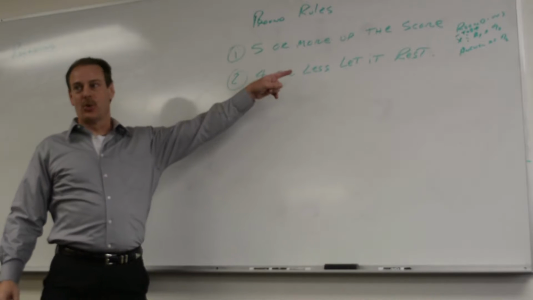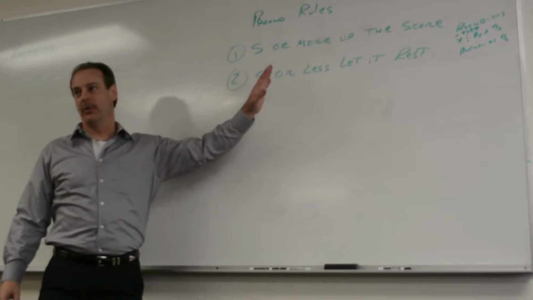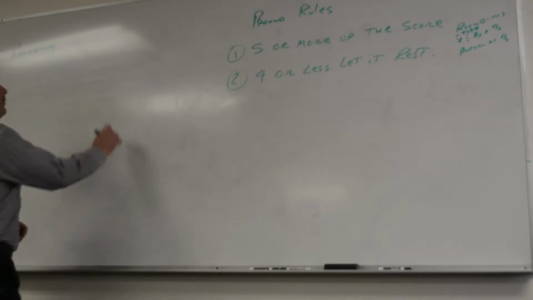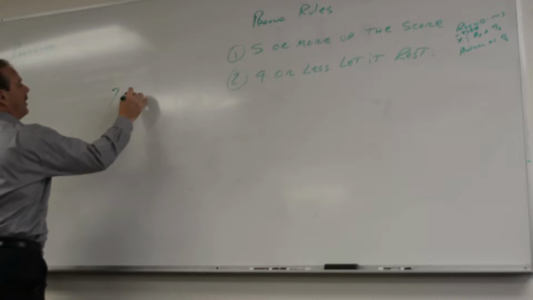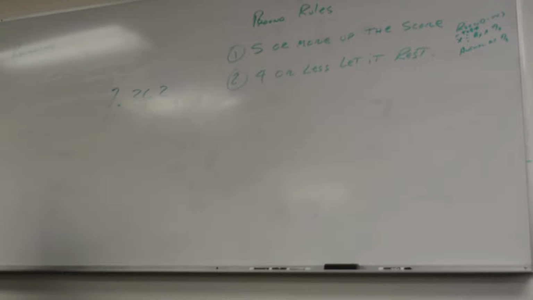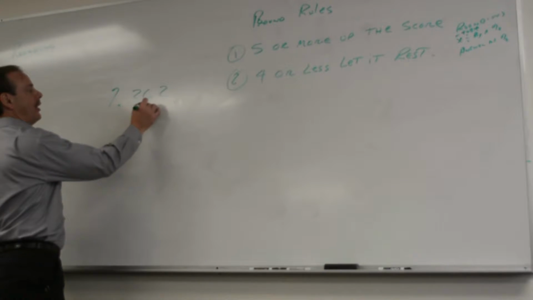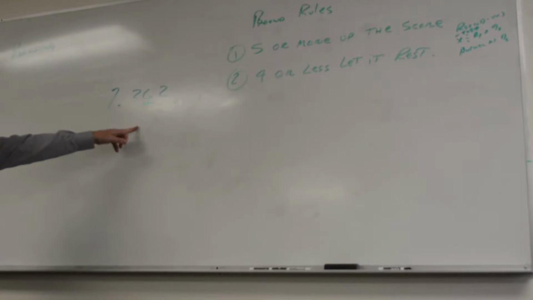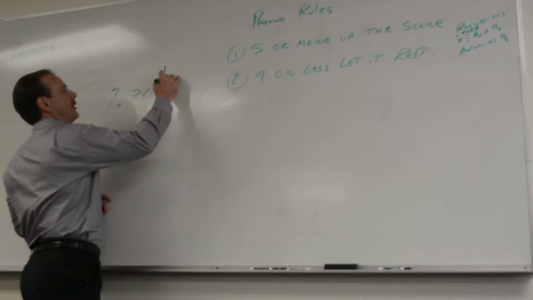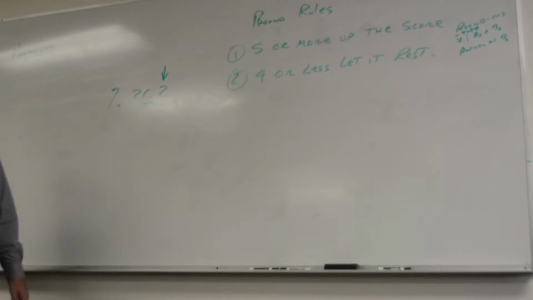5 or more, up the score. 4 or less, let it rest. All right, now, what does that mean? Let's say we have a number like 7.362. You might think it's 7.4, but you don't know where I told you to round to. Let's round to the hundredths. I'm going to look right over here in the hundredths place, that's where I'm going to be rounding to. I look to the number directly to the right. This is going to determine if it goes up or down.